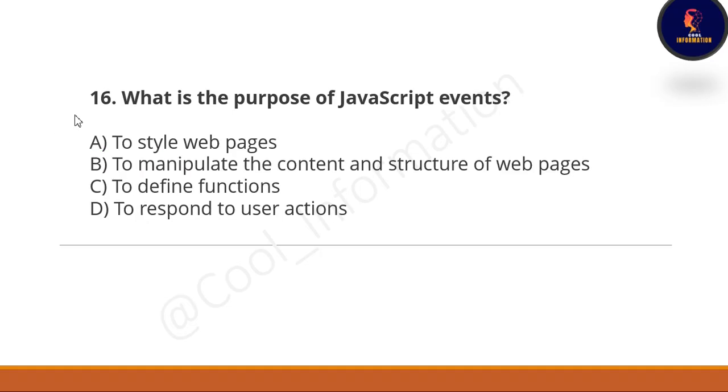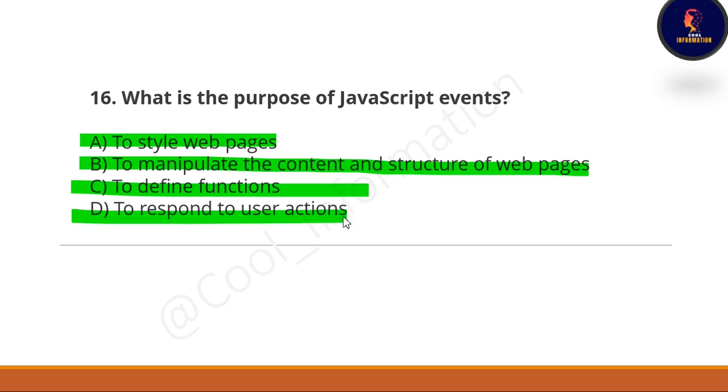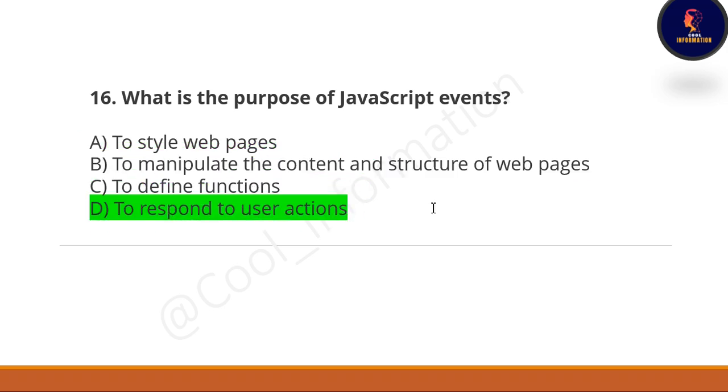Next question, what is the purpose of JavaScript events? Option A, to style a web page. Option B, to manipulate the content and the structure of a web page. Option C, to define functions. And last option is to respond to user actions. Correct option is option number D. To respond to user actions is the purpose of JavaScript events.